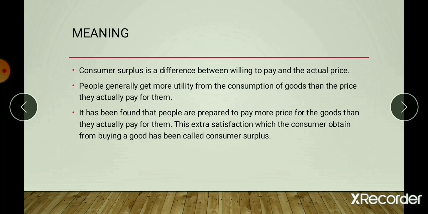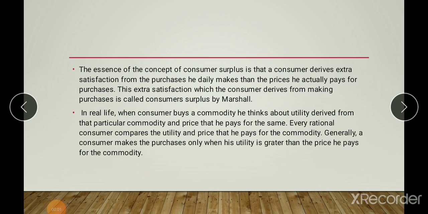It has been found that people are prepared to pay a higher price for the goods than they actually pay for them. This extra satisfaction the consumer obtains from buying or consuming a good is called consumer surplus. The essence of the concept of consumer surplus is that the consumer derives extra satisfaction from the purchases he daily makes than the price he actually pays for them. This extra satisfaction which the consumer derives from making the purchase is called consumer surplus. This definition, this meaning, is given by Professor Alfred Marshall.